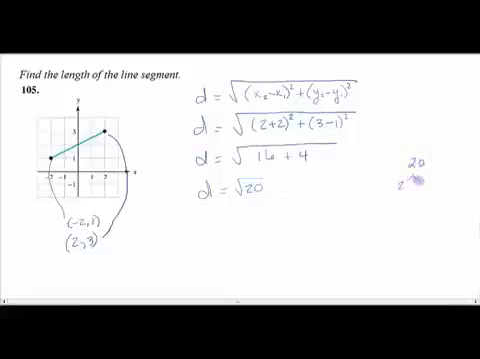Remember that 20 is 2 times 10, 10 is 2 times 5. So I'll have the square root of 2 squared times the square root of 5, which gives me 2 square roots of 5 for the exact length of that line segment.